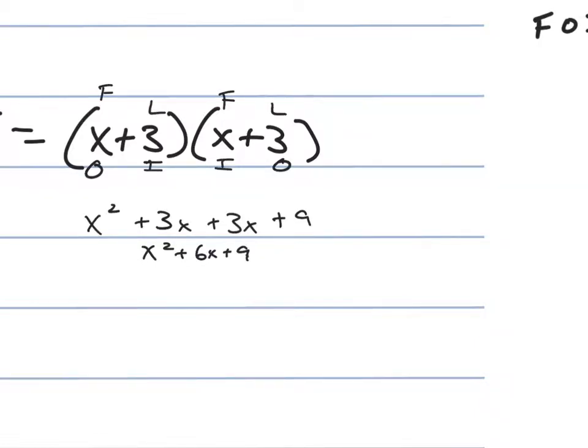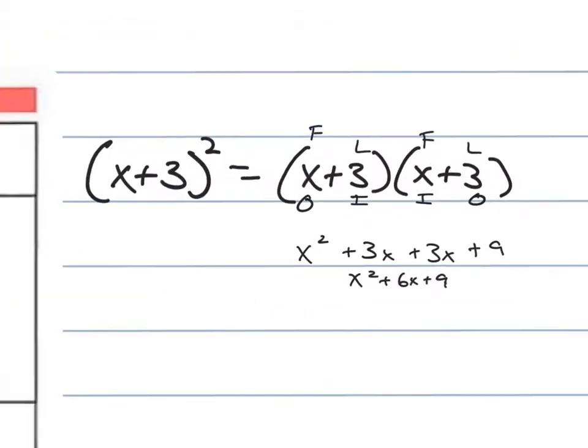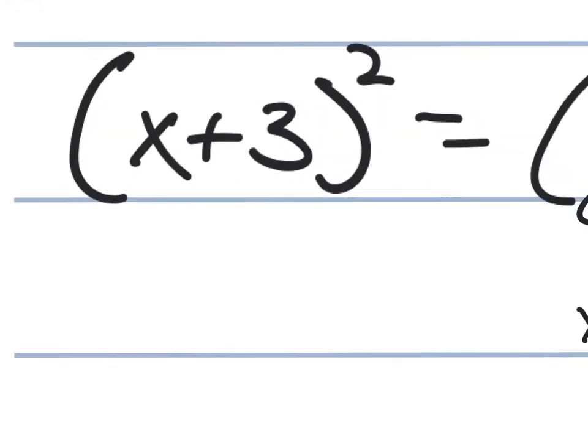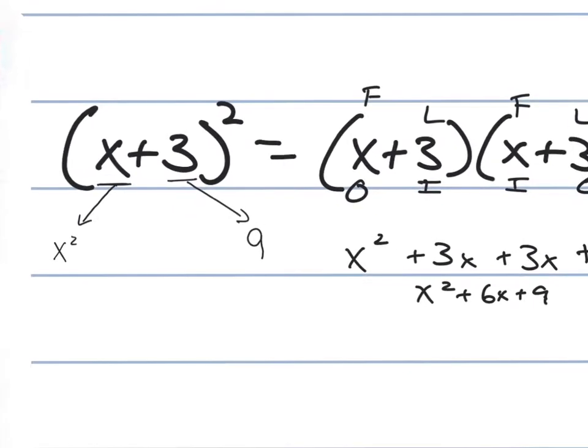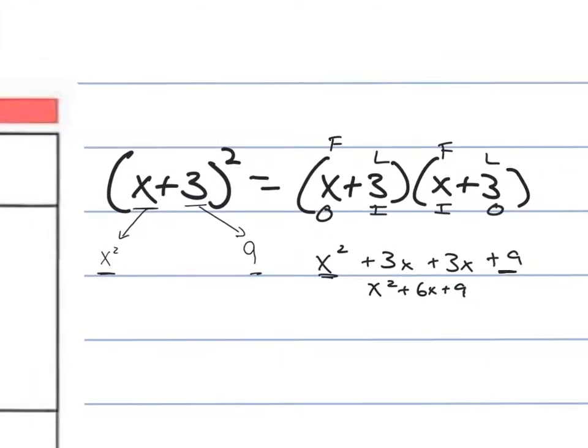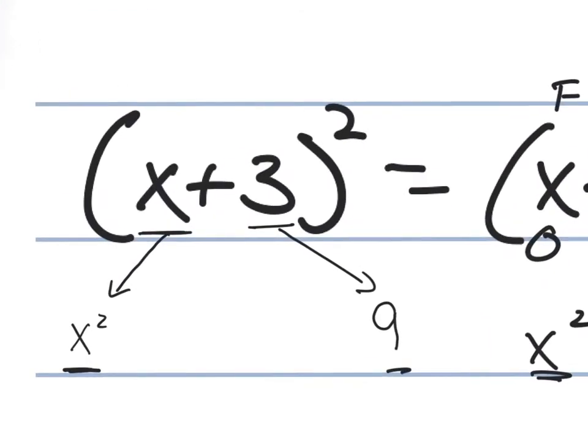However, there's a faster way to do this, and it works like this. I want you to take whatever the first term is and square it. So what is x squared? Just x squared. And then let's take 3 and square it. What do I get? 3 squared is 9. So notice right there, I've already accounted for the very first thing and the very last thing. The only thing I'm missing are those two 3x's.